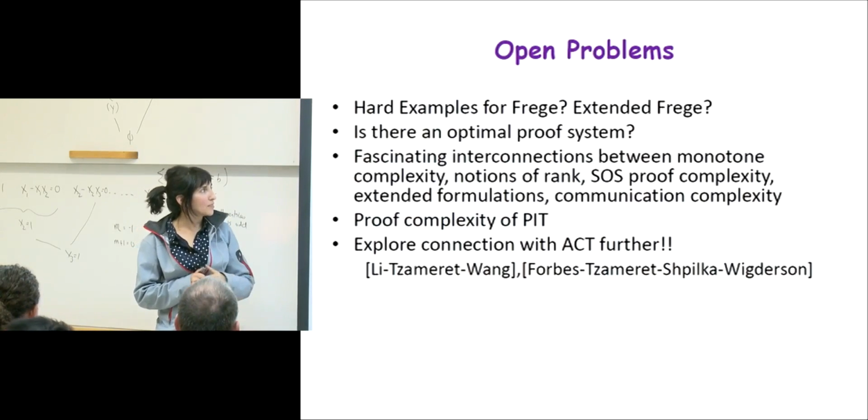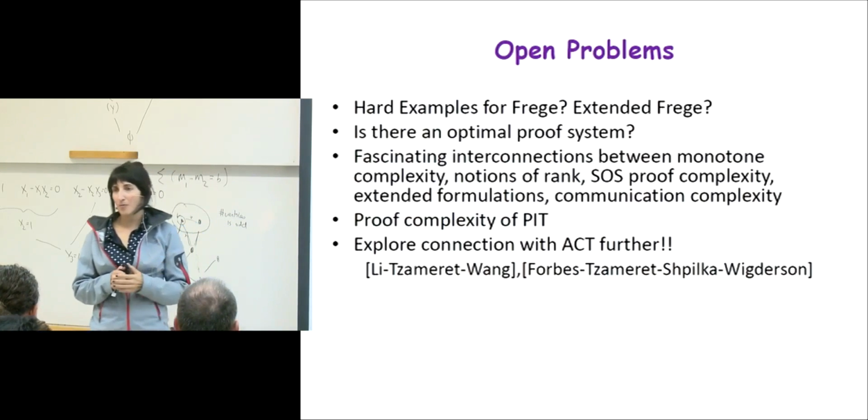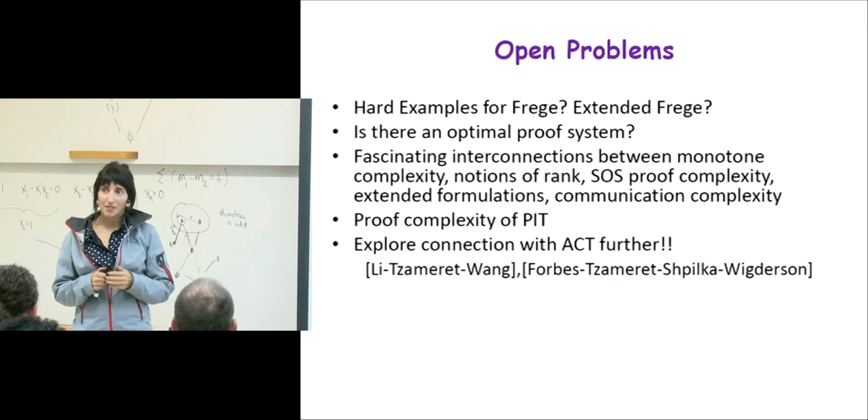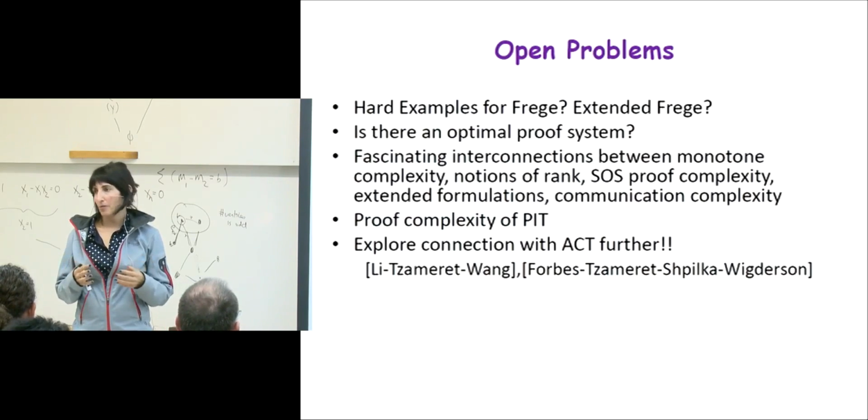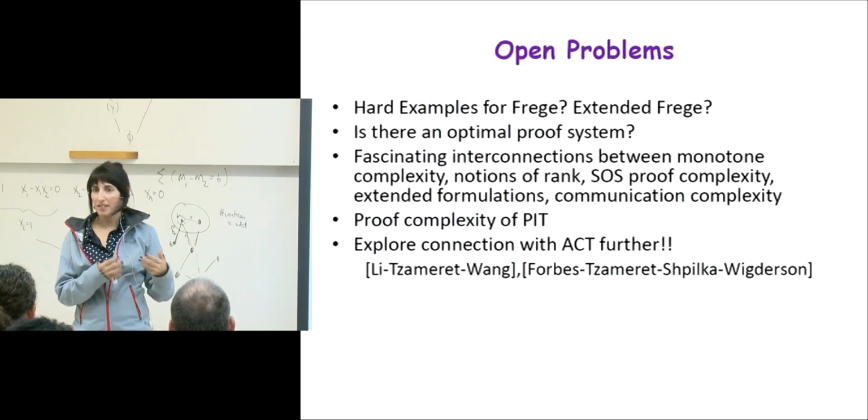And I personally would love to understand the proof complexity of polynomial identity testing. We think, but we don't know, whether there's a polynomial time uniform algorithm for polynomial identity testing. But we do have non-uniform algorithms for polynomial identity testing. And one question I would like to know is whether the correctness proof of any polynomial time algorithm, non-uniform or not, can be carried out in a Hilbert system or in extended Frege. To me, this is a really central question.